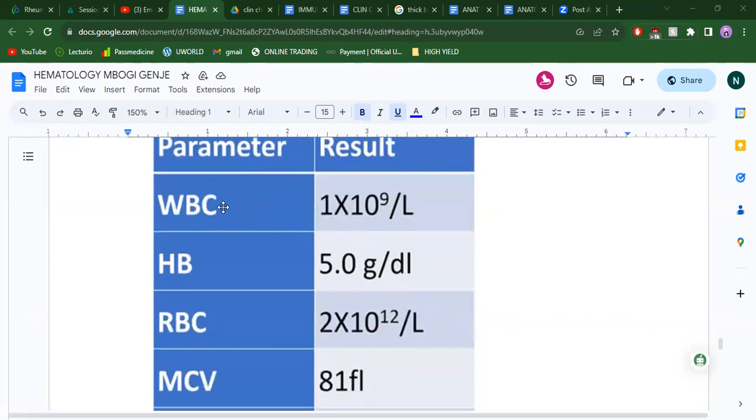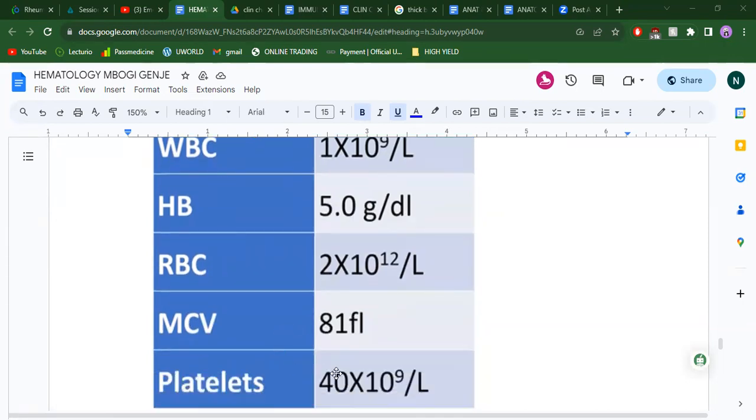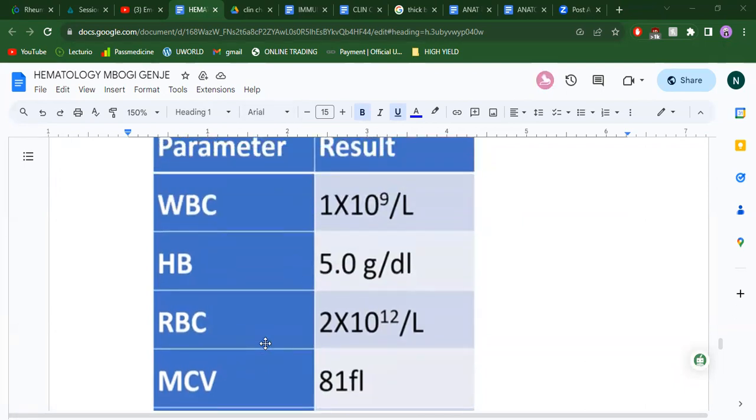Interpret this. This is very low, low, low, normal, low. So what will you call this? Pancytopenia, yes. So decrease in cell lines of all origins.